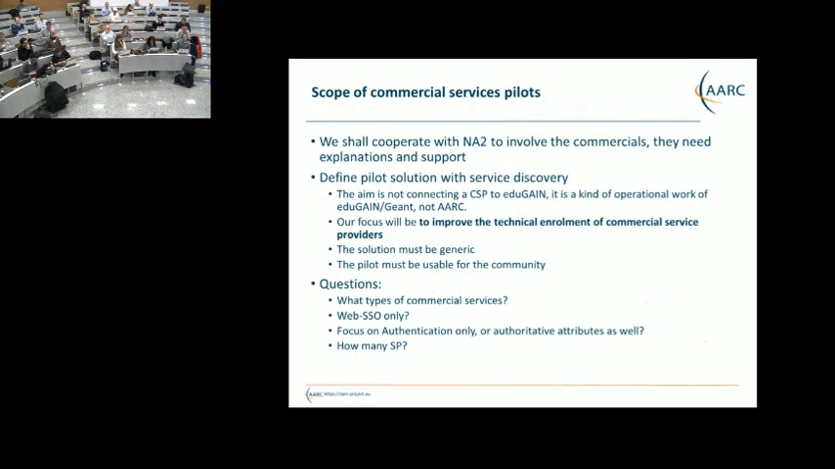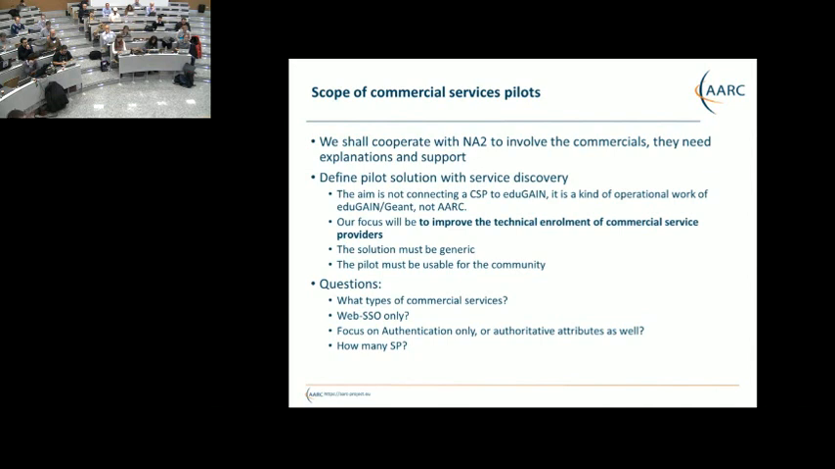And then, because one of the biggest problems identified is lack of service discovery, our solution may focus on service discovery, and the aim is not to connect any specific commercial provider to EduGain, because it's more operational work of EduGain, but rather to improve the technical enrollment of commercial service providers, so the solution shall be generic. And also we need a concrete use case and a concrete community in order for the pilot to be usable.